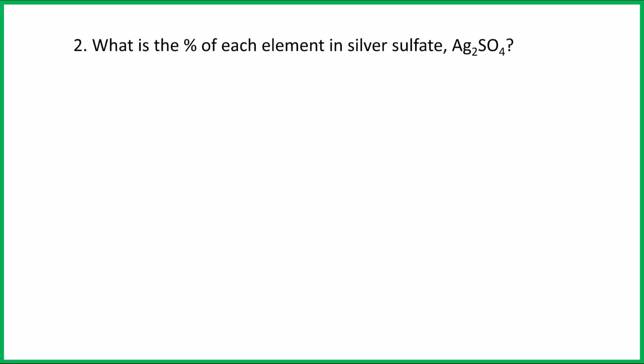So practice this one on your own. What is the percentage of each element in silver sulfate? So you're going to start by finding the total mass, the molar mass of the compound, by using the subscripts here and multiplying by the mass of each element. So find the total, and then you're going to break it down and do the mass of silver, the mass of sulfur, and the mass of oxygen. And again, don't forget to use those subscripts. So pause the video here, practice that on your own, and then come back and check it.